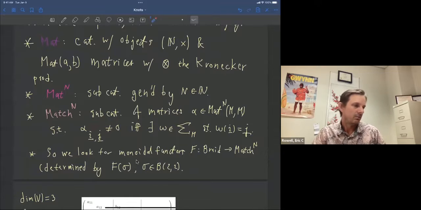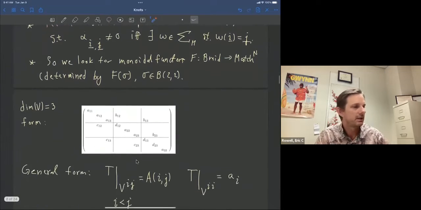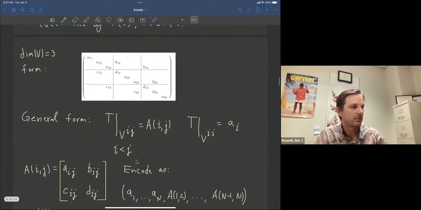Okay, so categorically, you can think of trying to solve this problem as looking for a monoidal functor from the category of braids, that's a monoidal category, to the category of charge conserving matrices, generated by an object of size n. So these will be determined by just the image of a standard braid, the usual crossing. It's a way to think about it. But we won't dwell on that too much here. Instead, let's just look at it from a more elementary perspective.